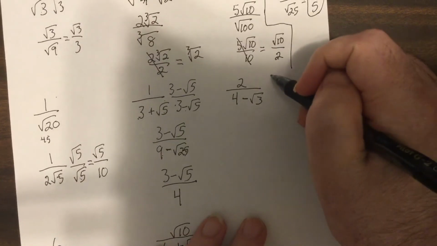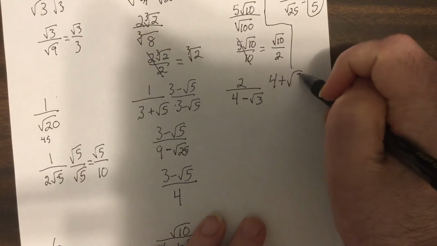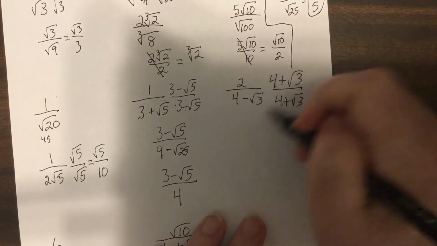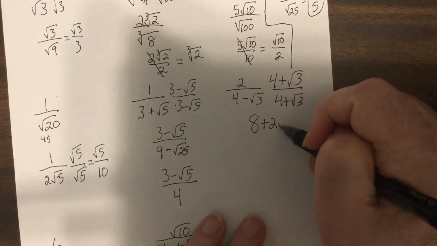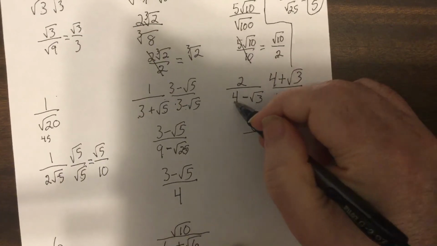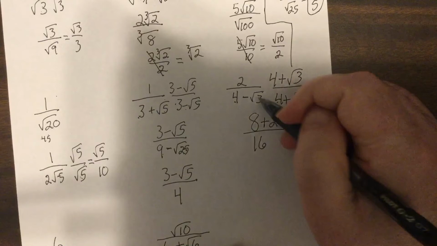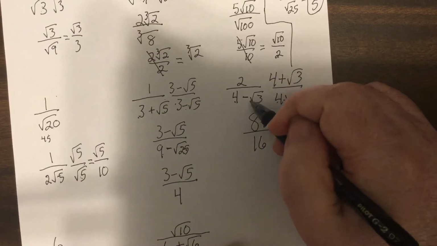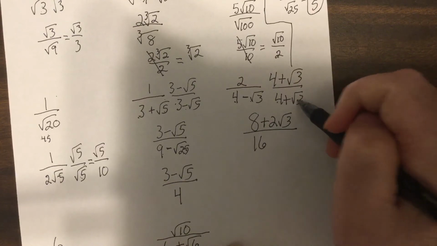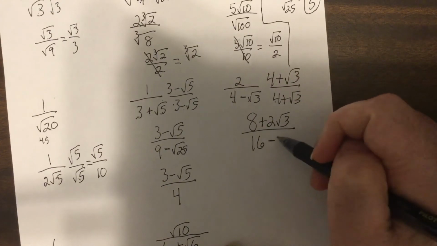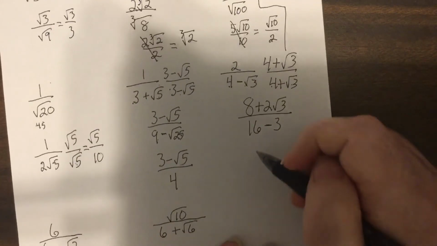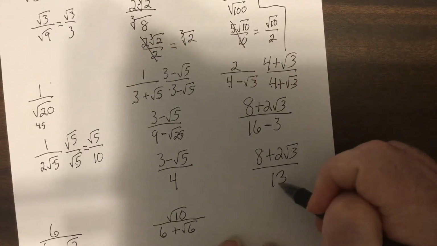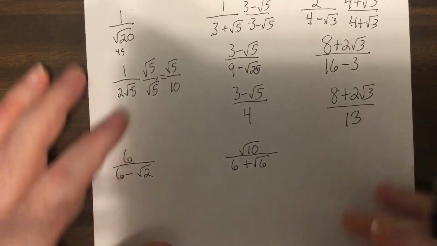So this one, I'm going to multiply the top and the bottom by 4 plus square root of 3. So I distribute the 2, I'd have 8 plus 2 square root of 3. 4 times 4 is 16. Minus 4 square root of 3 plus 4 square root of 3 is 0. Then negative square root of 3 times square root of 3 is minus square root of 9, which is 3. So I'd have 8 plus 2 square root of 3 over 13. So it's always the same process.